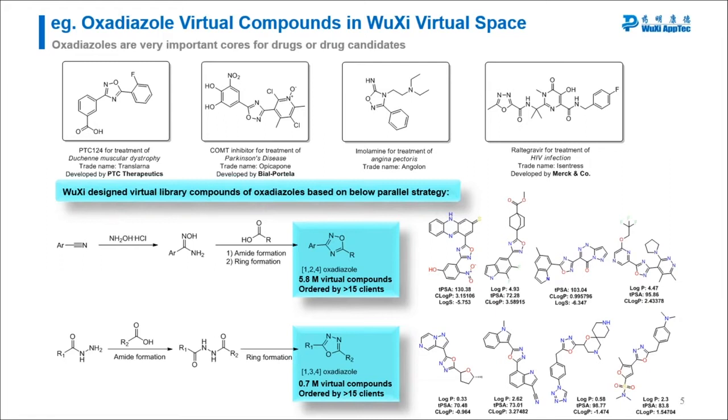As you know, oxetanes are very important cores for drugs or drug candidates. Here we show some examples of how we include oxetanes in our virtual libraries. You can see that we are not only using simple reactions to build this virtual library, but also using our parallel strategies to build drug-like cores, which are often used in medicinal chemistry. Here, 2 examples show oxetane compounds, around 7.5 million compounds in total, and these compounds have been ordered by more than 15 clients already. So there are more drug-like cores in this virtual space, which can provide more virtual hits for our researchers to do medicinal chemistry or virtual screening.